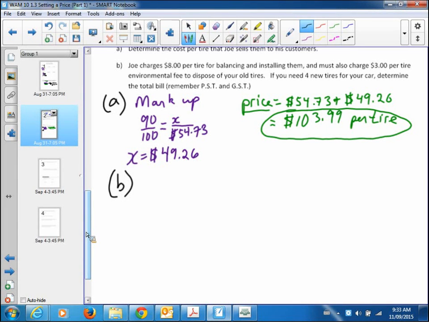Now, if you read B, Joe charges $8 per tire for balancing and installation. That's each tire. $3 per tire, you have to charge an environmental fee. You need 4 new tires. Determine the total, and remember to add in that 10% for PST and GST. So let's add them up.